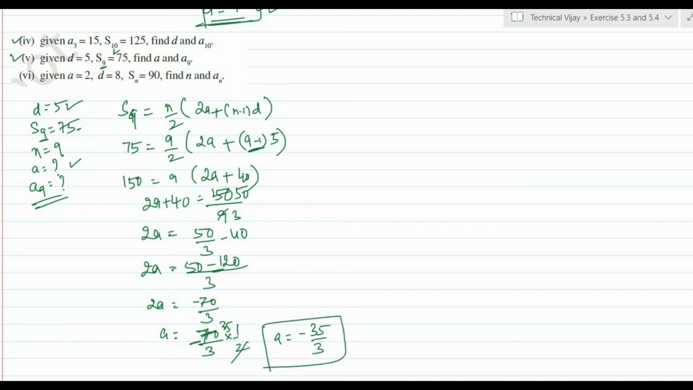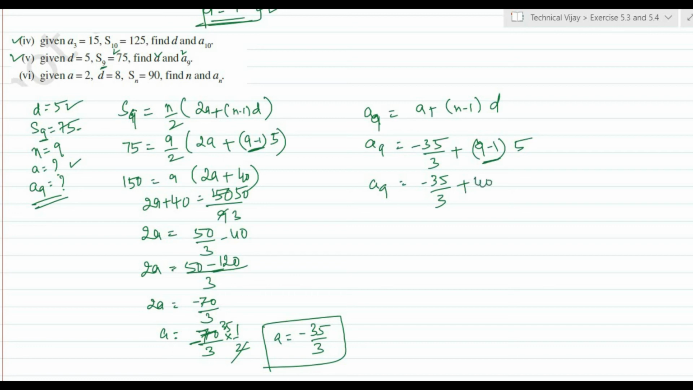This is the value. So now what do we have to calculate? Now a9 we have to calculate. That is a9 is equal to a plus (n minus 1) into d. So a9 is equal to minus 35 divided by 3 plus 9 minus 1, 8, into 5, 40. So here you can take the LCM.